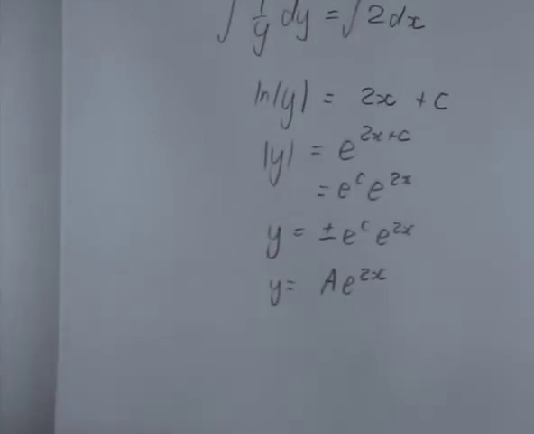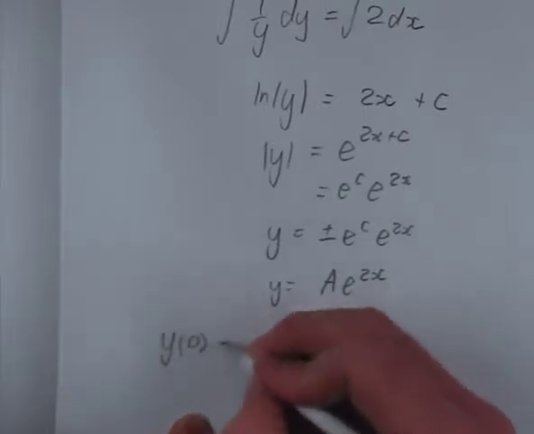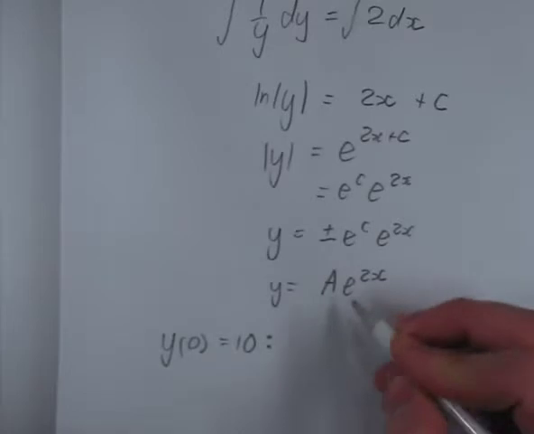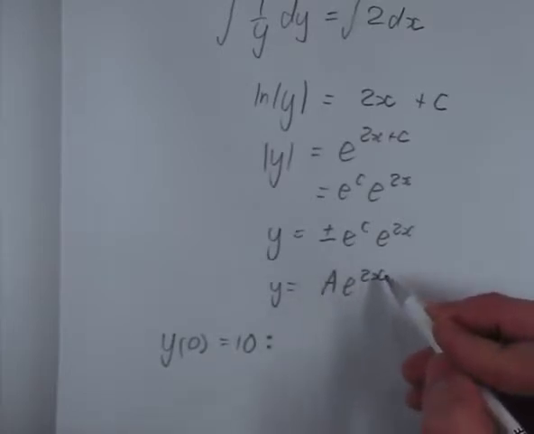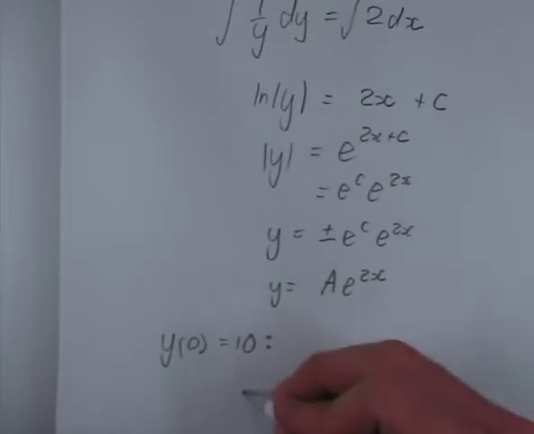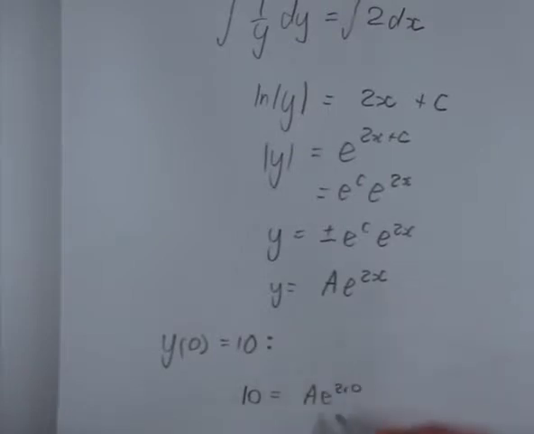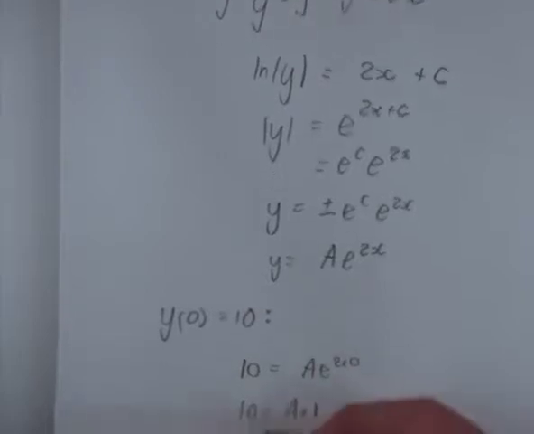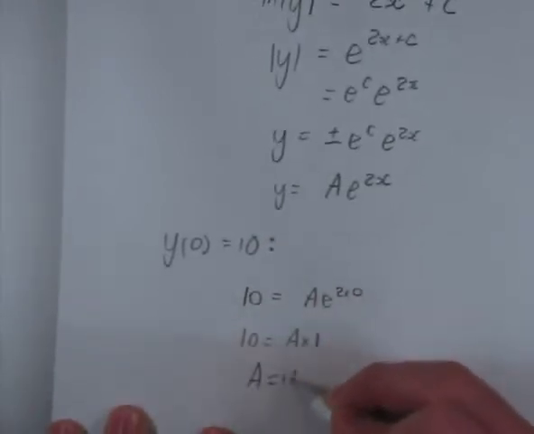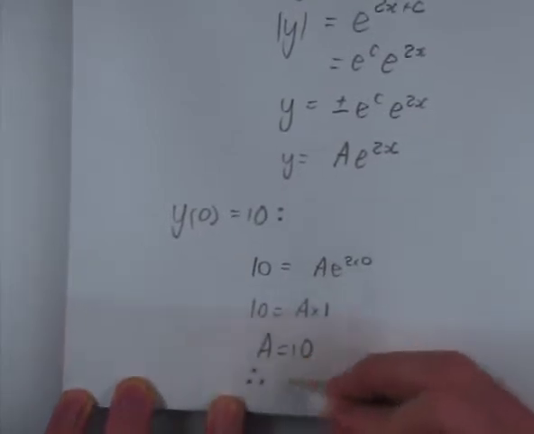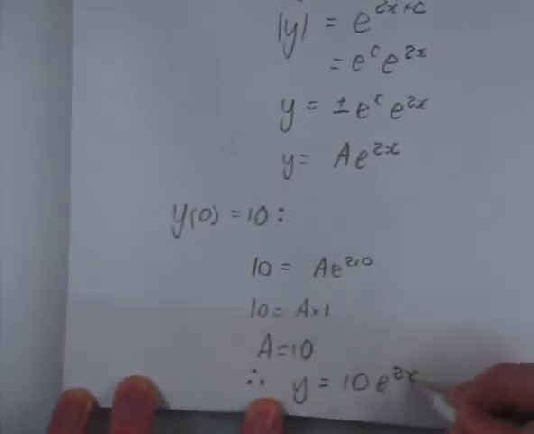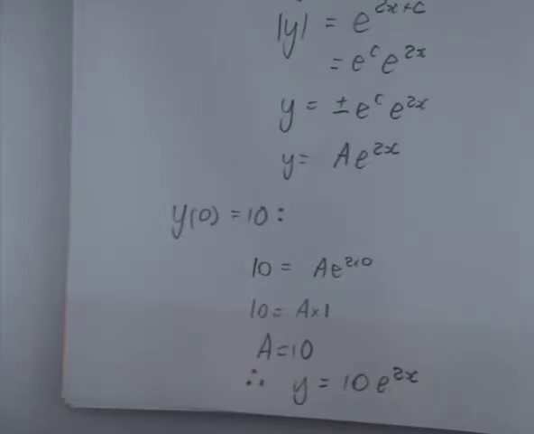And then we know that y of 0 is 10. So it means that when x is 0, y is 10. So we've got y is 10 and x is 0. But e to the 0 is 1. So a is 10. And therefore, y is 10 e to the 2x. Cool. Is that not what you did? No, it's not what I did, but thanks.